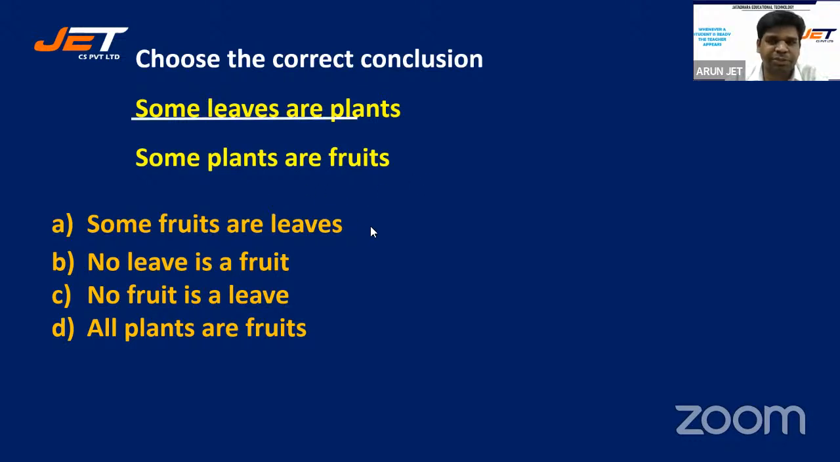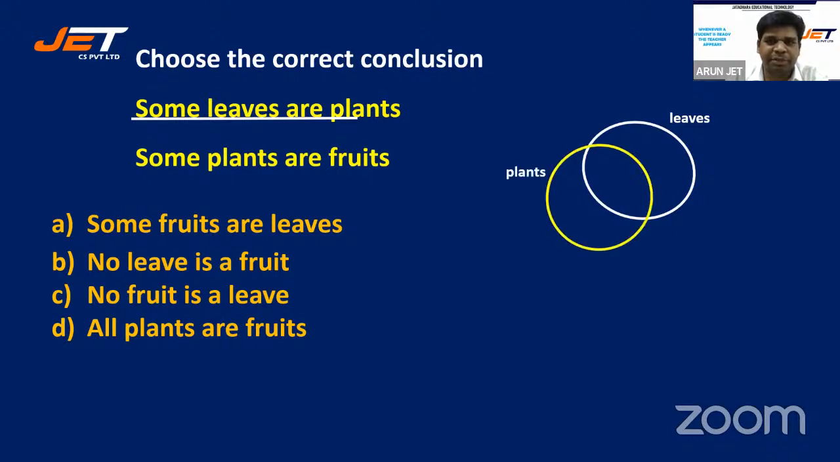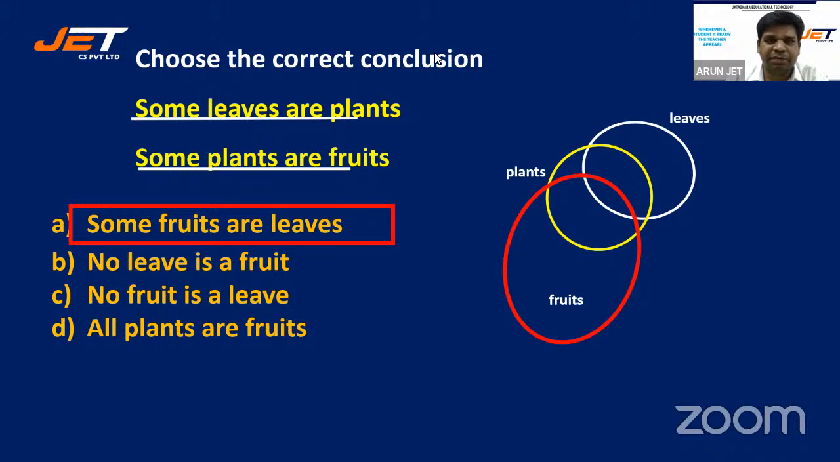Let's look at the solution for it. I've got leaves and plants. Some leaves are plants. That's why they overlap. Not completely, but just overlap partially. Some plants are fruits. So this way. Some fruits are leaves. Shashank was very quick and right. Riya is also right. Excellent. Vaishnavi and Jyoti, just check where you have gone wrong.